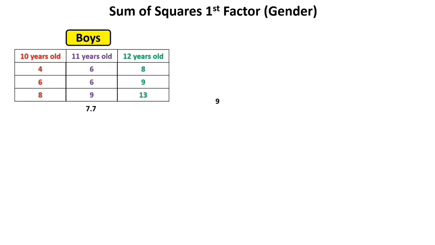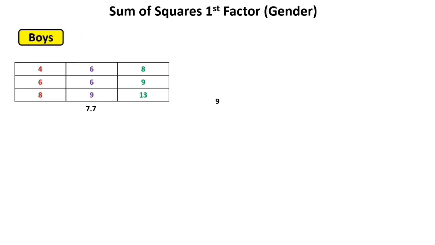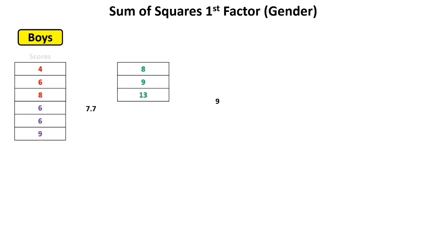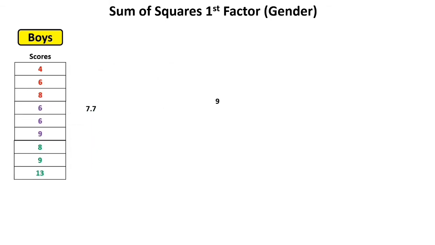First, let's work with the boys' data. Let's organize the boys' scores into a single column. Then, let's use the boys' mean all the way down next to all the scores. Then, subtract 9, which is the grand total average, from each of these values.